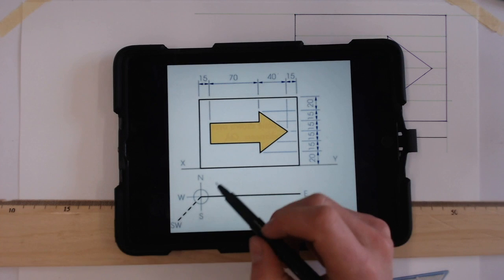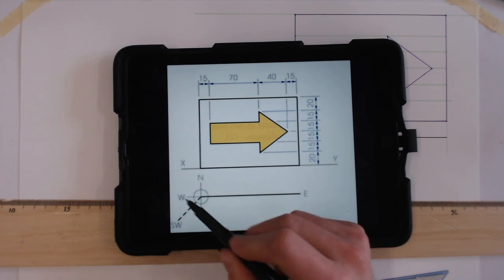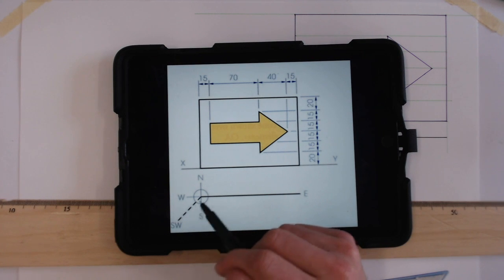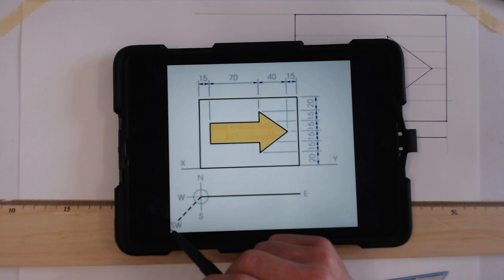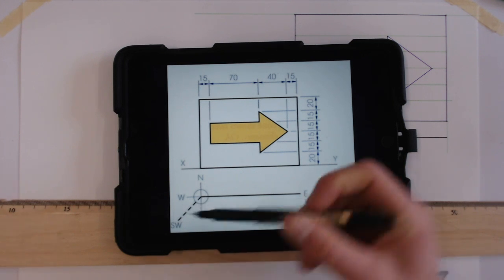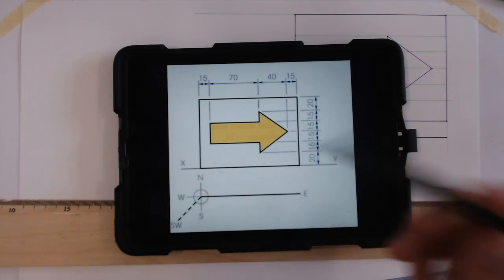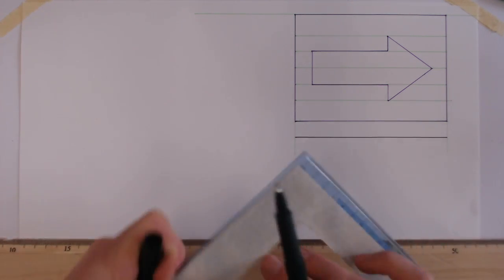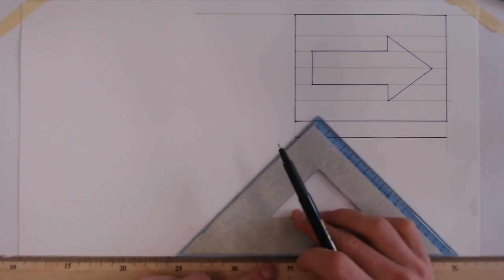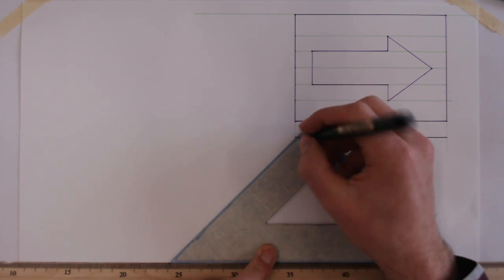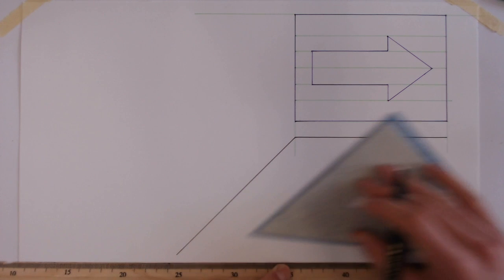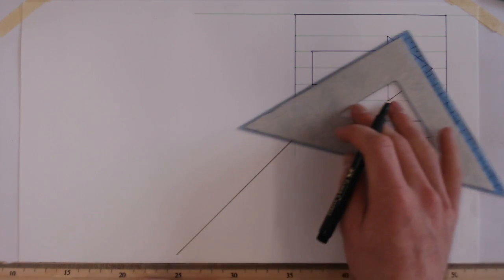Now, if you look here, it's got the north, west, south, and east. And the broken line down here shows us the second part of the hinge line is in a southwesterly direction, which means it's at 45 degrees down in this direction. So take our 45 degree set square and we're going to draw a line straight down at 45 degrees.